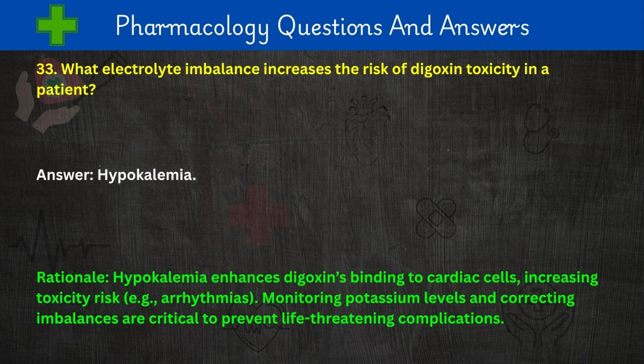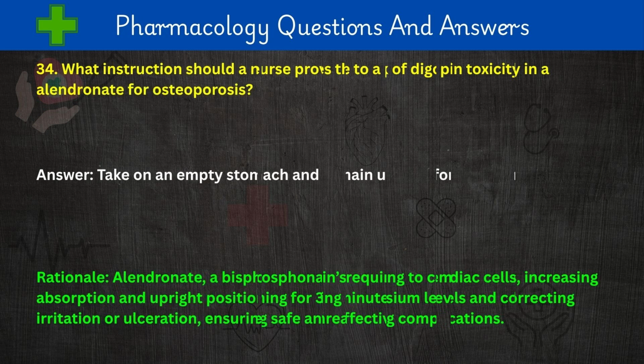33. What electrolyte imbalance increases the risk of digoxin toxicity in a patient? Answer: hypokalemia. Rationale: hypokalemia enhances digoxin's binding to cardiac cells, increasing toxicity risk, e.g., arrhythmias. Monitoring potassium levels and correcting imbalances are critical to prevent life-threatening complications.